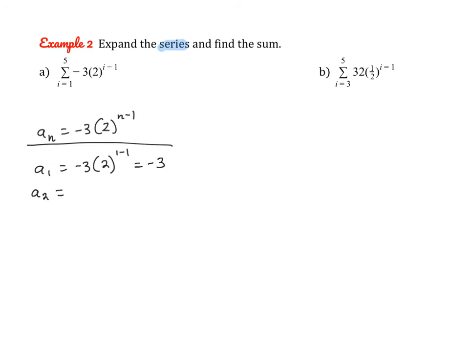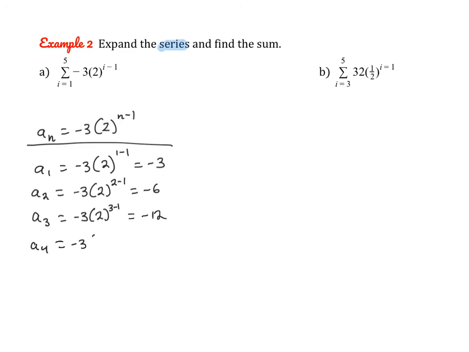Let's find the second term, so a sub 2. So it's -3 times 2 to the power of 2 minus 1. Replace n with 2. 2 to the power of 1 is 2. Times -3 is -6. For a sub 3, we have -3 times 2 to the power of 3 minus 1. 2 squared is 4. Times -3 is -12.